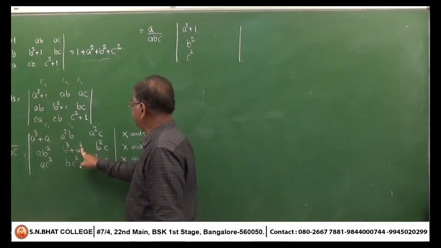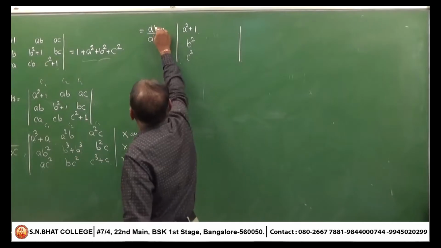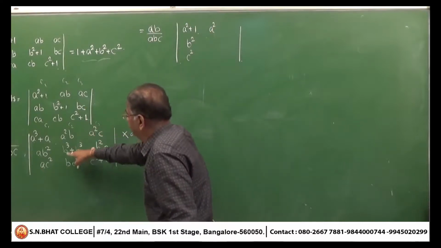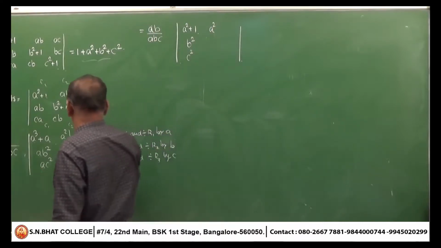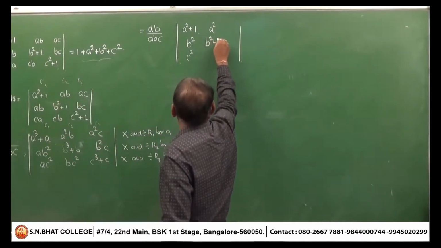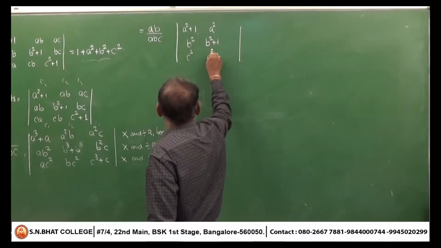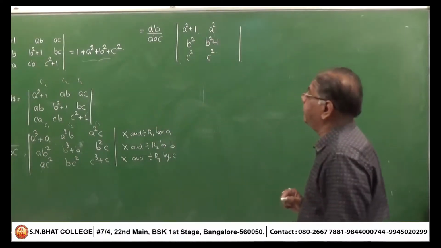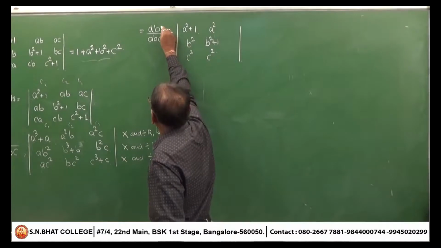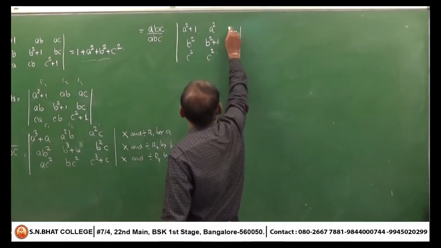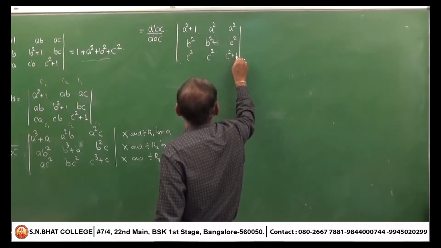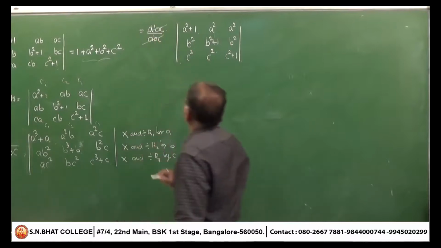In the second column I can take B common factor. Take B common factor, it becomes A square, B common factor, B square, it becomes B square plus 1. Next C square. Second column B common factor. Third column C common factor. A square, B square, C square plus 1. These two ABC get cancelled.